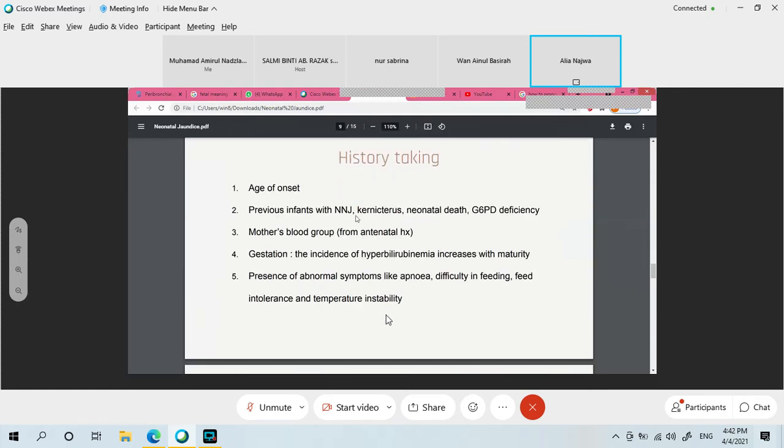Right, so for history taking, what we have to ask the mother is basically the age of onset of the jaundice. Like I've mentioned earlier, less than 1 day of life, one day to 2 weeks, and then more than 2 weeks. And then previous infants with neonatal jaundice, kernicterus, neonatal death, G6PD deficiency, and then the mother's blood group, which can be taken from the antenatal history, and then the gestation, because the incidence of hyperbilirubinemia increases with maturity. And then presence of abnormal symptoms like apnea, difficulty in feeding, feed intolerance, and temperature instability, because it might show that there is underlying disease. Okay, next.